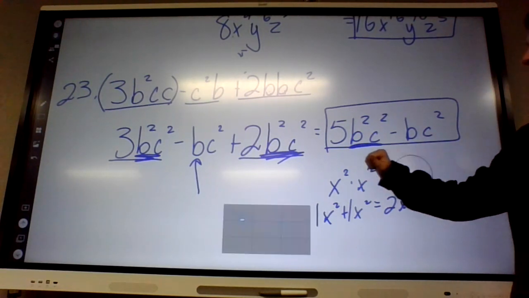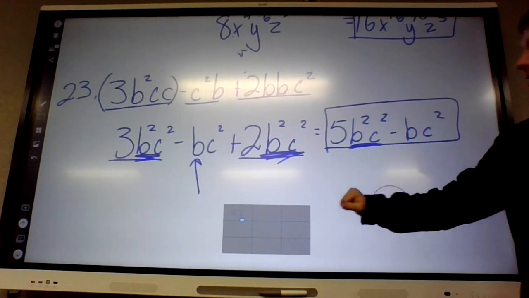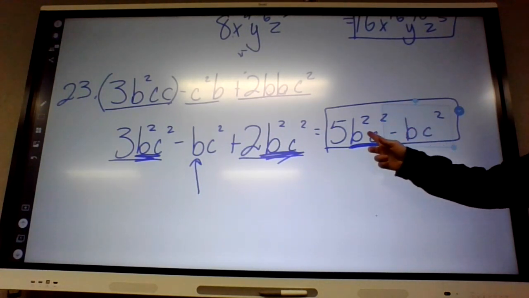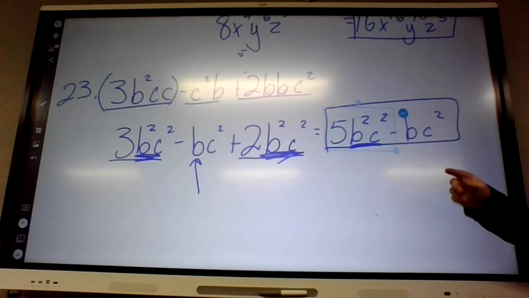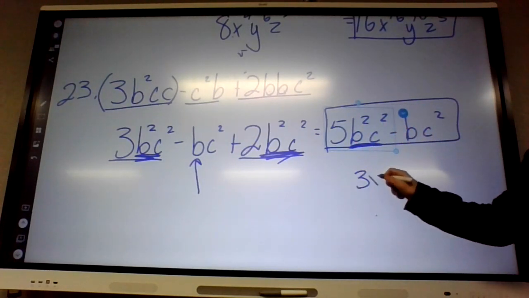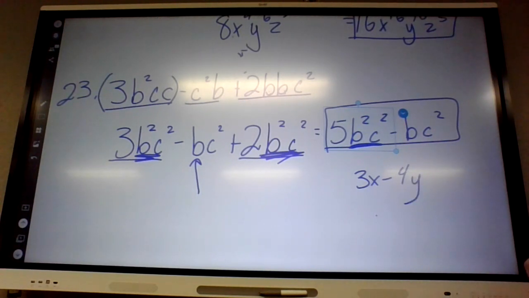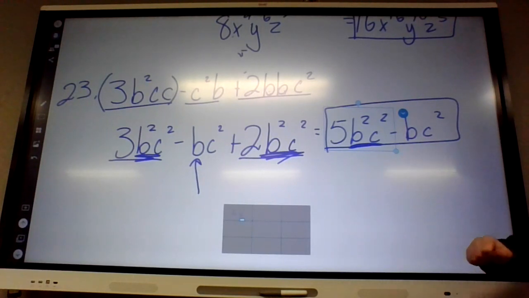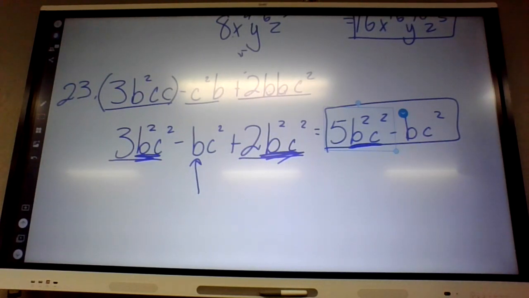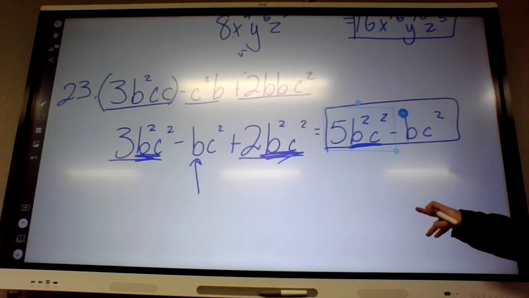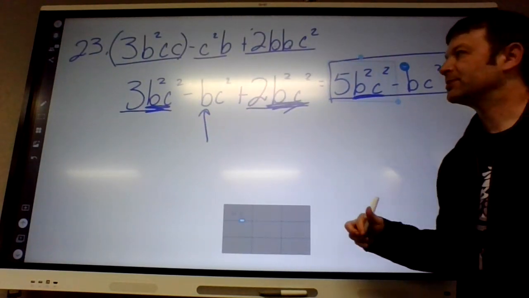No, let's not simplify. I don't know what bc squared is, but I know it's not the same as b squared c squared. So they do not mix. It's like 3x minus 4y. It just doesn't mix. You can break stuff apart, but there's nothing simpler that you can do. You can't make it simpler than that.